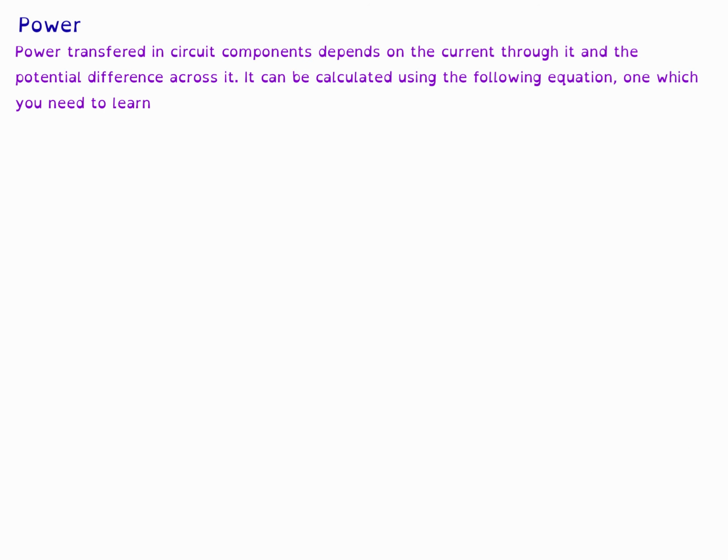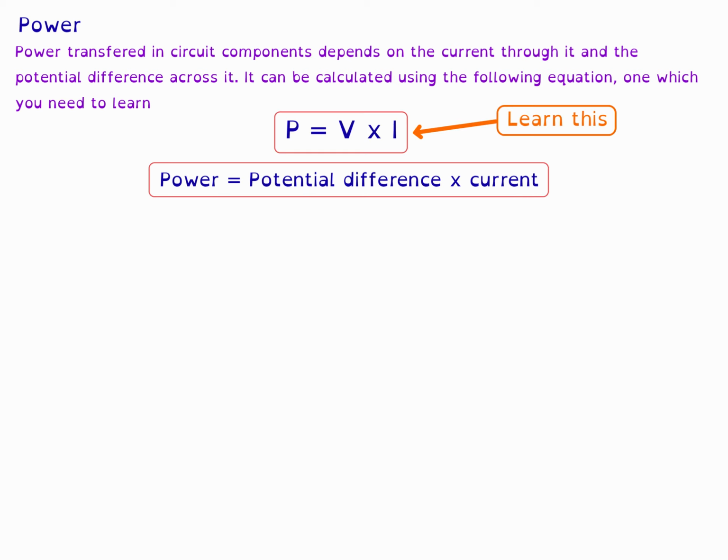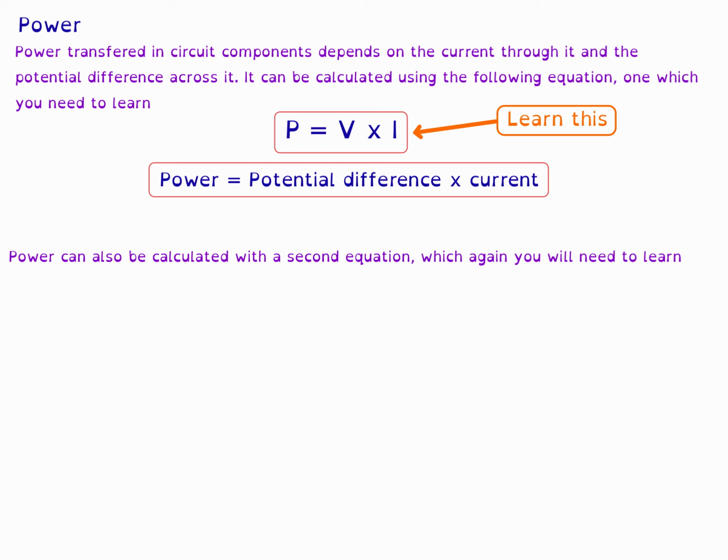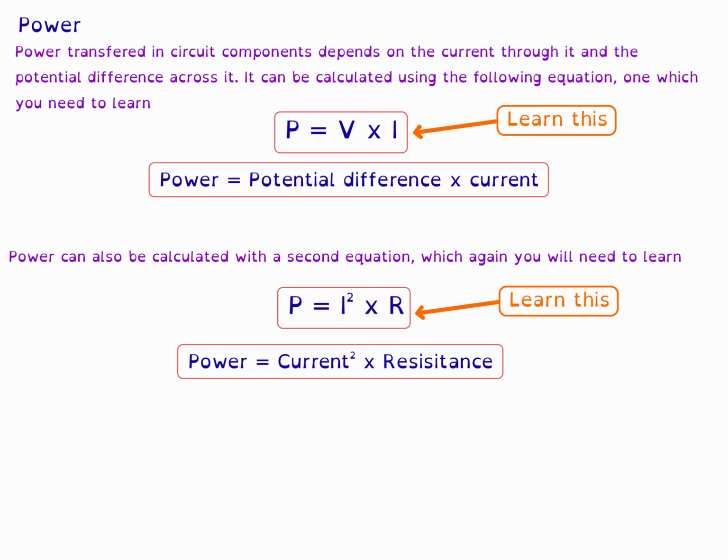Power transferred in circuit components depends on the current through it and the potential difference across it. It can be calculated using the following equation, one which you need to learn. This is power equals the potential difference times the current. Power can also be calculated with a second equation, which again is one that you need to learn. And this is power equals the current squared times the resistance. Only the current is squared in this particular equation.